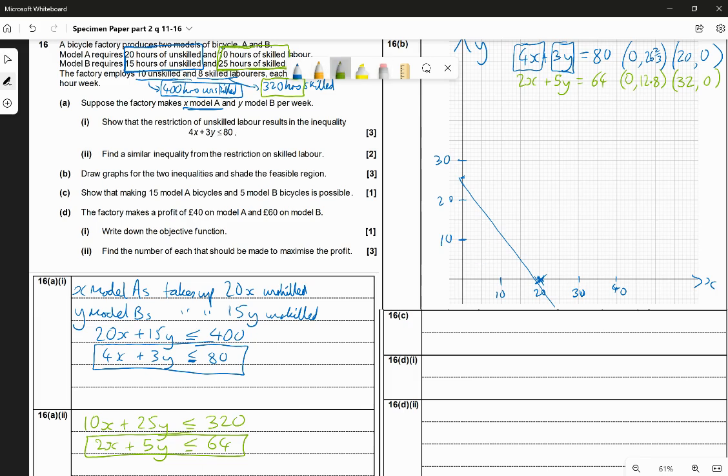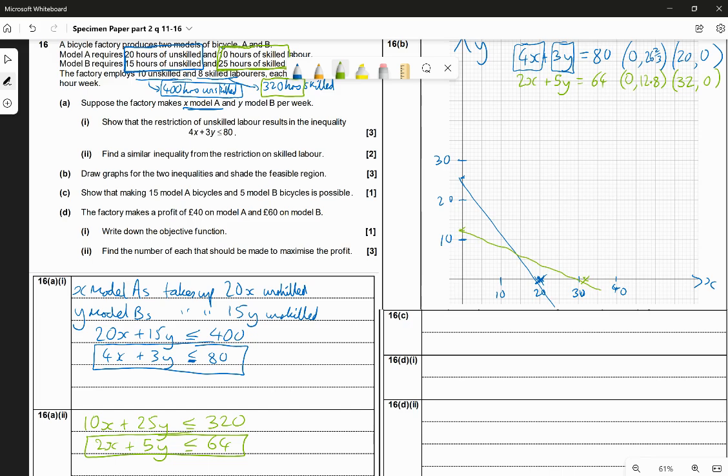Now let's do the green line. So 0, 12.8 is the y-intercept, which is approximately there. And 32, 0 is the x-intercept, which is approximately there. And so I draw my straight line as best I can. It's terrible. So I try that again without letting it move so much. Again, not great, but I'll show a better one in a second.